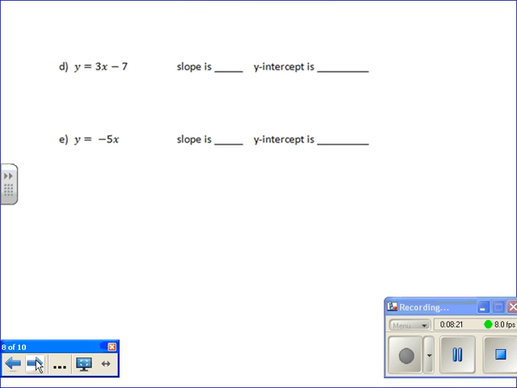Let's do a couple more together. How about we do 3x minus 7? Again, we check that it's in y-intercept form, so it should look like this: y equals mx plus b. We should see y on its own equals some number times x plus or minus a constant, and that's what I see, so it's in correct order. Let's start with slope this time. My slope is 3, or that could also be written as 3 over 1. 3 is the same as 3 over 1.